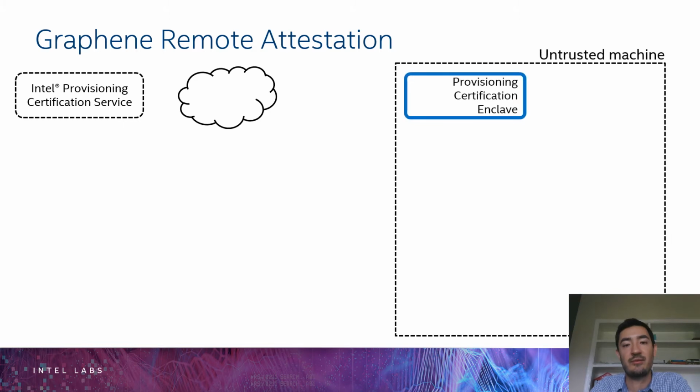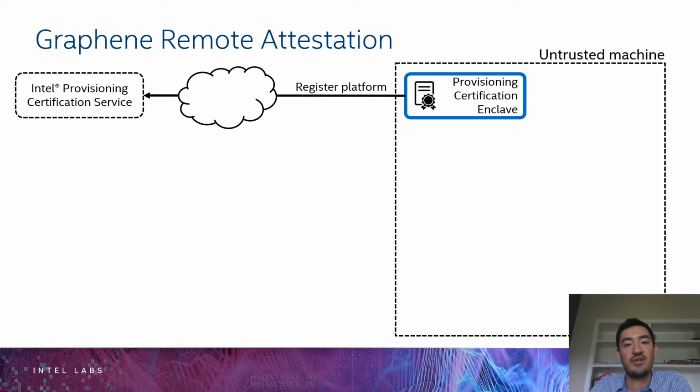Every SGX-enabled processor contains a key burnt into its fuses. The processor uses this secret key to encrypt all memory traffic leaving the CPU package. So all manufactured SGX processors are listed in the web service maintained by Intel called Intel Provisioning Certification Service. At deployment time, the new SGX machine is supposed to be registered with this service.